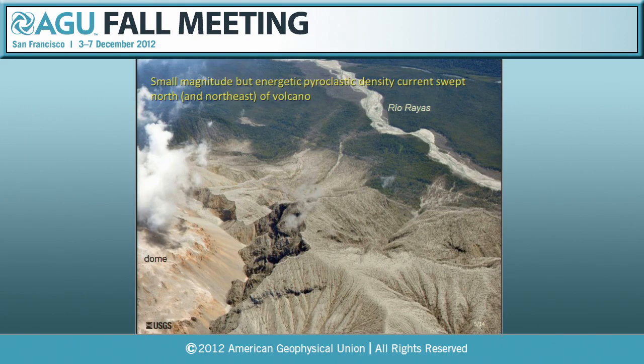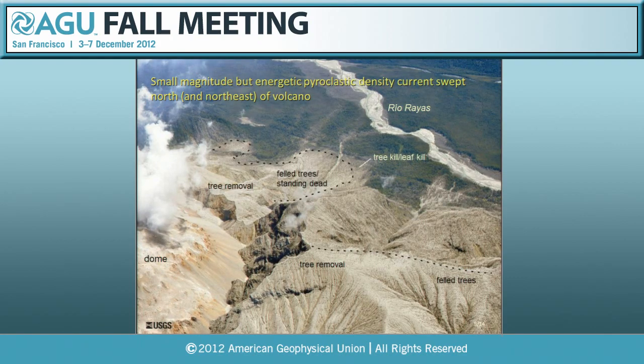So this is an aerial view from a helicopter looking a bit northwest. Here's the lava dome, here's the caldera rim, north is out this direction. To the north and also a bit to the northeast, there was a relatively small magnitude but a pretty energetic PDC that swept this flank of the volcano. You can see that here's a little road that goes through here. So it gets out maybe about 2 kilometers to about the road, and then it rather abruptly stops.